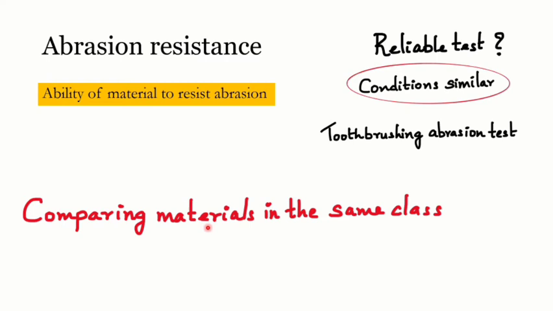But again, the defect is that you cannot compare materials from two different groups. That is, I cannot compare GIC with amalgam. I have to compare GIC with another group of GIC only.